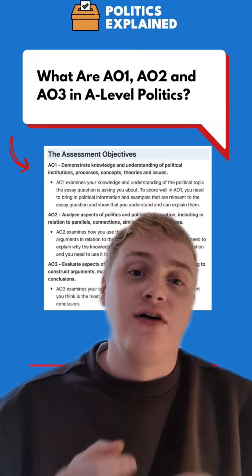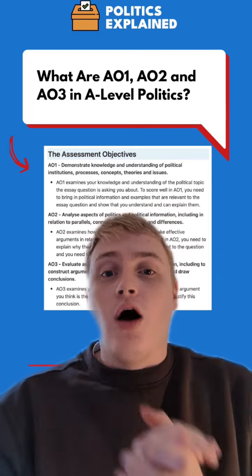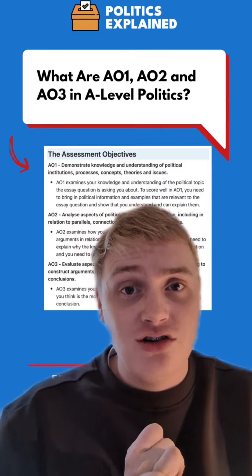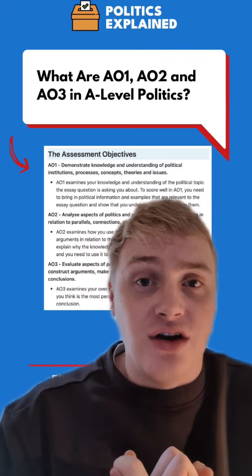So AO stands for assessment objectives, and each of AO1, AO2 and AO3 are worth a third of your marks. So in a 30 marker you get 10 marks for AO1, which is knowledge, 10 marks for AO2, which is analysis, and 10 marks for AO3, which is evaluation.